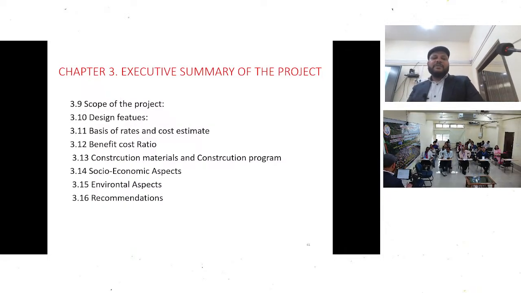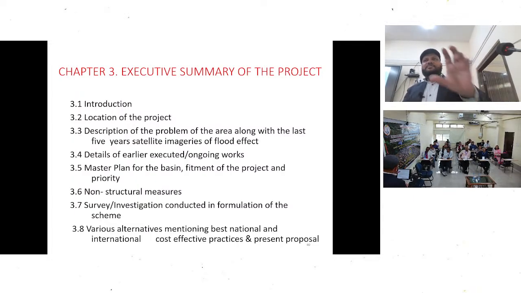Okay. And the scope of the project should be in brief: design features, basis of rates and cost estimate, how the cost has come, what the means are, the aspect of cost, benefit cost ratio, construction material and construction program, socio-economic aspect, economic aspect, and recommendations. This is the complete DPR in gist.